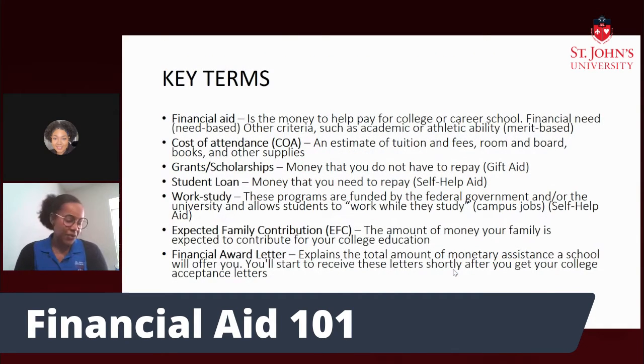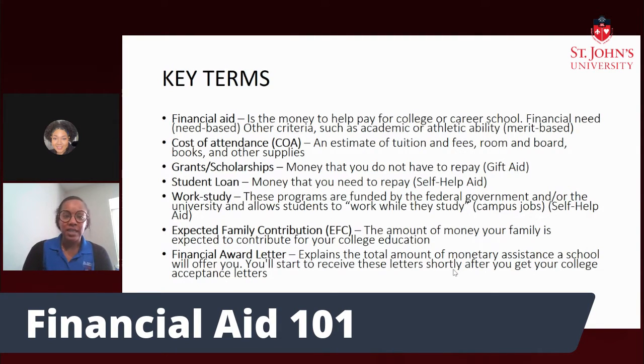And so just a few key terms that we like to go over before we jump deeper into presentations. Financial aid: this is the money that is going to help you pay for college or career schools. There is financial need, which is called need-based financial aid. And then there is merit-based financial aid, and this is typically for things like athletic ability and academic standing.